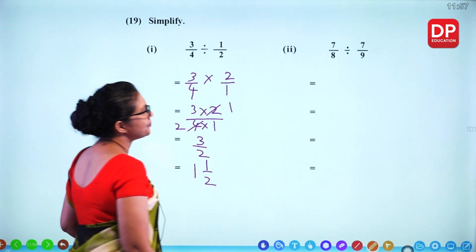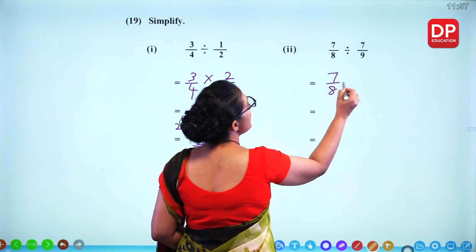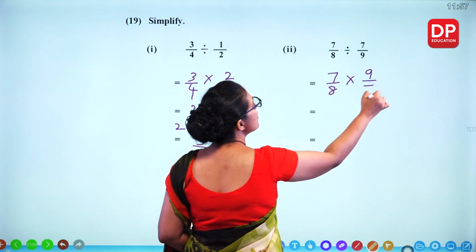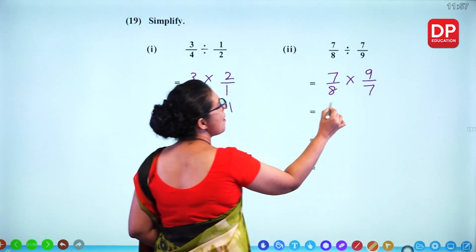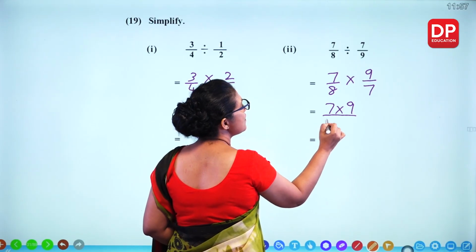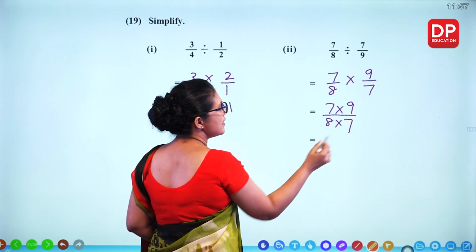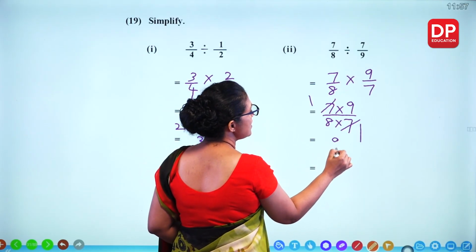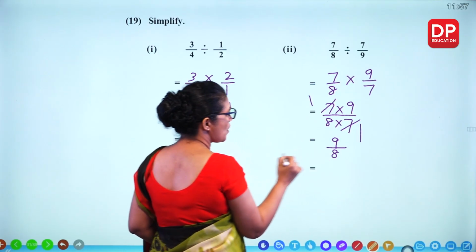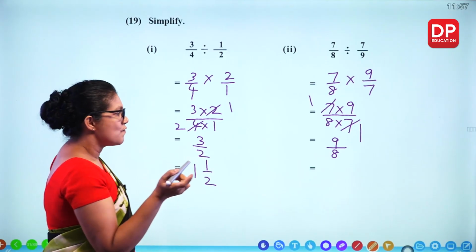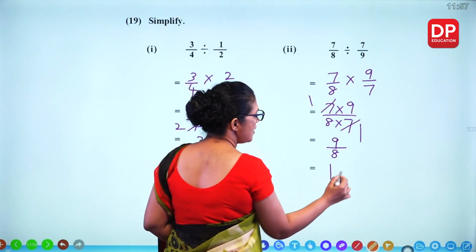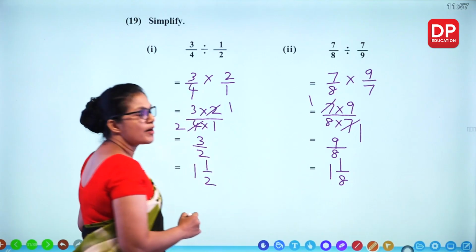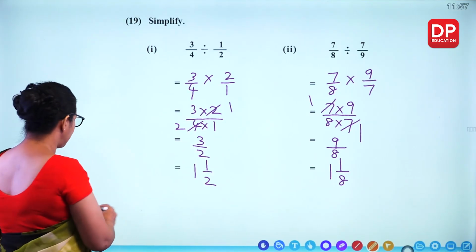This one, 7 over 8 multiplied by the reciprocal of the second fraction. Multiply the numerator and the denominator separately. Try to simplify. This is 1 and this is 1. 9 times 1, 9. 8 times 1, 8. Convert to mixed number. 1 and 1 over 8.